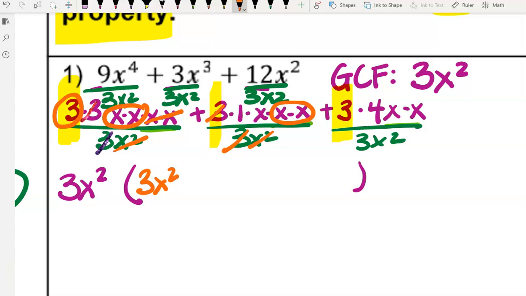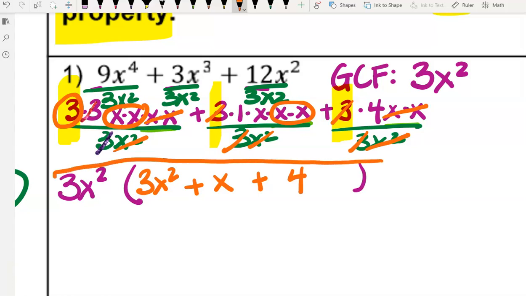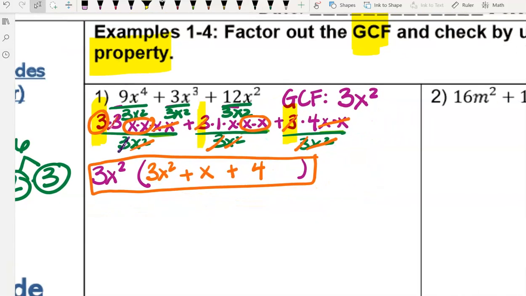So we have 1x left, or we just write an x, okay? 3 is going to cancel with that 3. Both of those x's are going to reduce down to that. So this last term, we just have 4. So our final answer, guys, after we factor out the greatest common factor of 3x squared is 3x squared times x squared plus x plus 4. Then it says, now take that answer and check by using the distributive property.